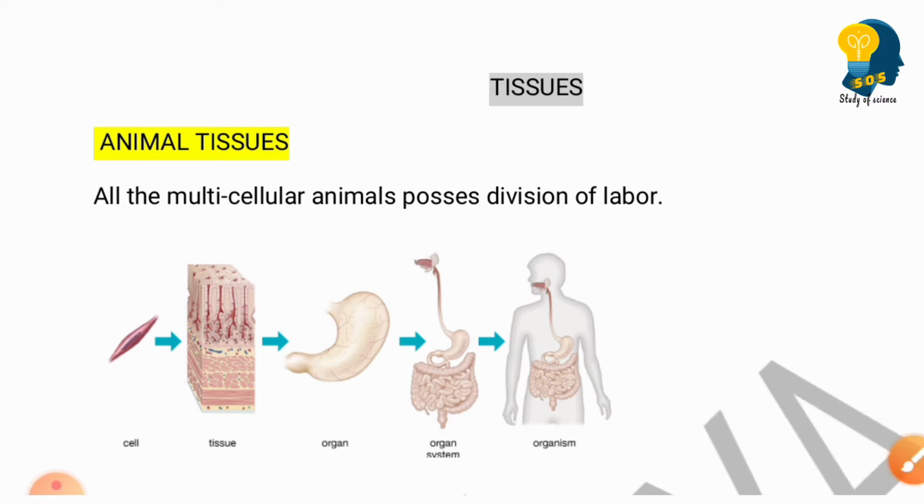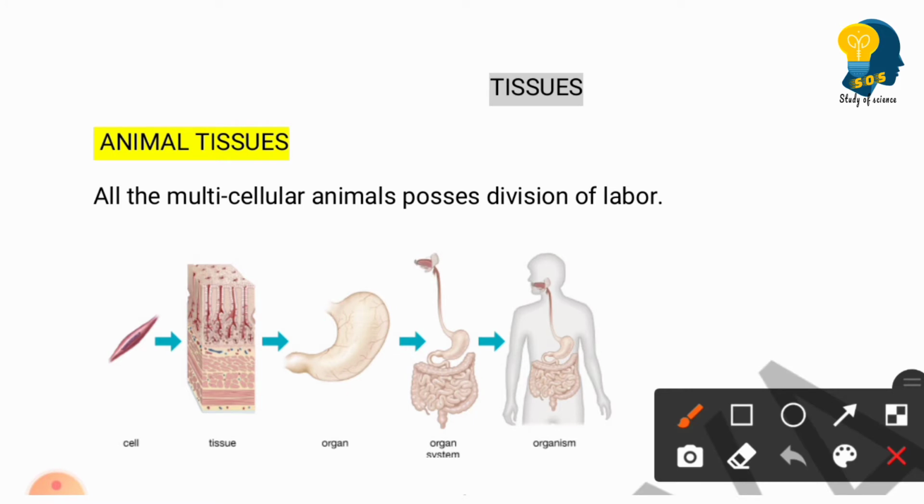For example, the group of cells present in the intestine perform one set of function, and the group of cells present in the stomach perform another set of function. Correct. Like this, the groups of cells present in different regions of the body perform different sets of function. So this division of labor forms the basic concept of tissues.